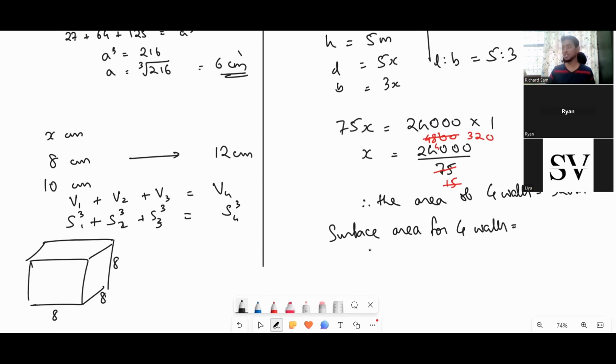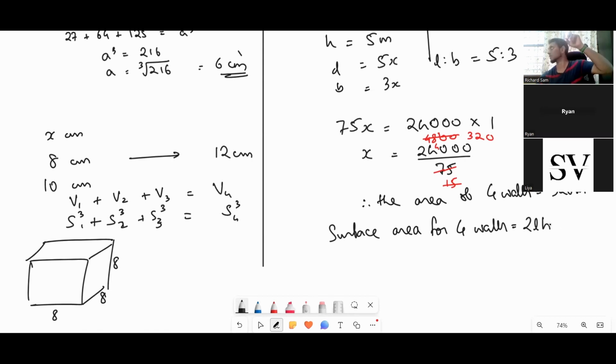Listen very carefully. This long side is called the length. This side is called the breadth. And this side is called the height. So to find the area of this wall over here, what two sides are we multiplying? Length into height, L into H. This side also is length into height. Alright, so there are two length into heights.